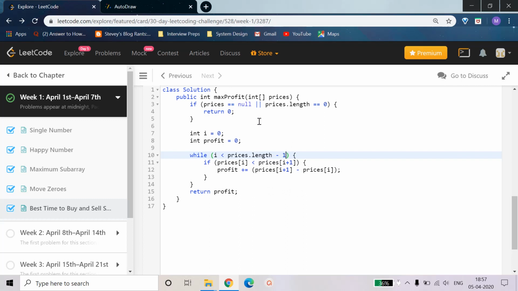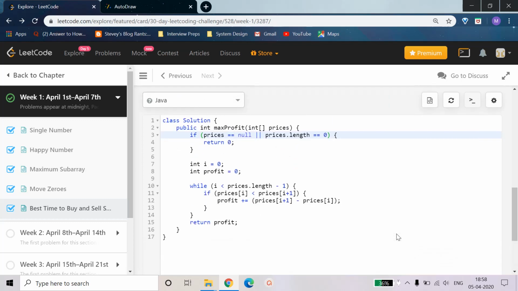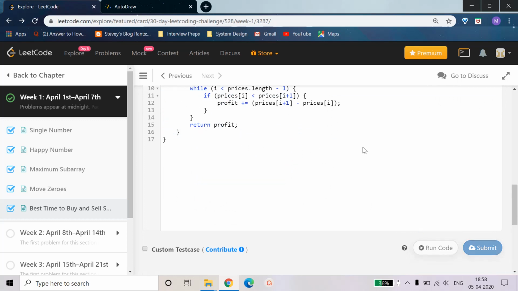I don't think this case is required because there is nothing we are accessing outside. However, if the price is null, in that case we'll still need to return a value of 0. So we can remove this, but even the loop will take care of it. So let's keep it there for the time being, and let's run the code.